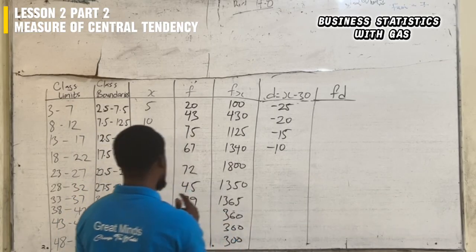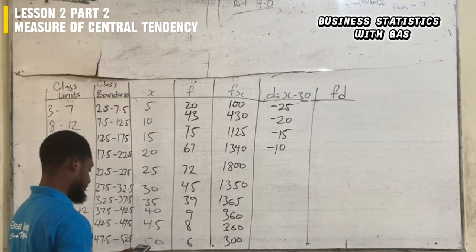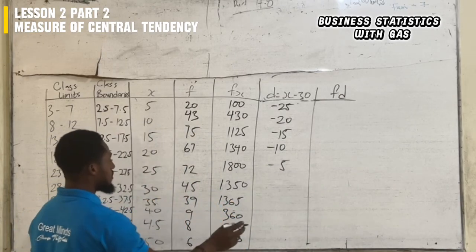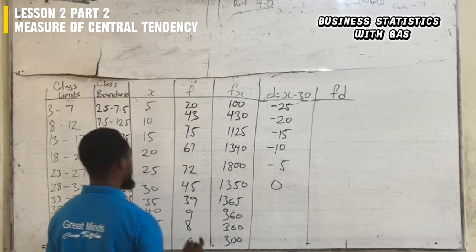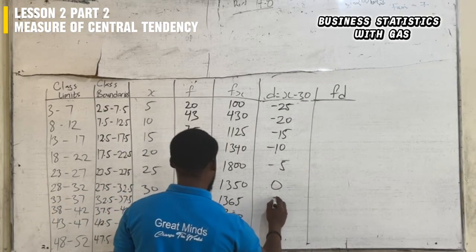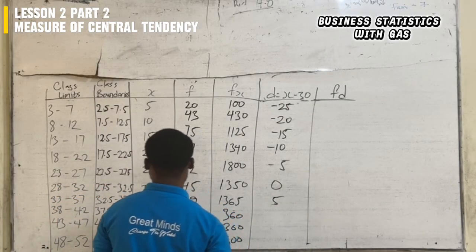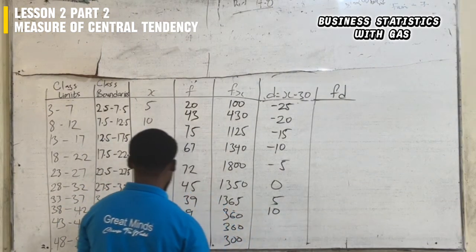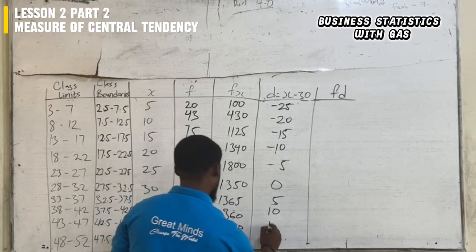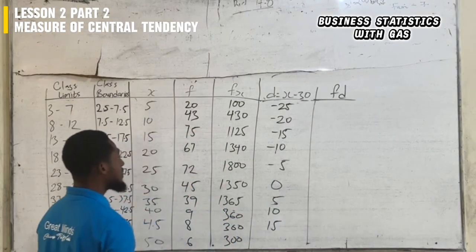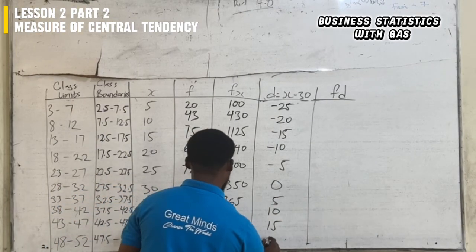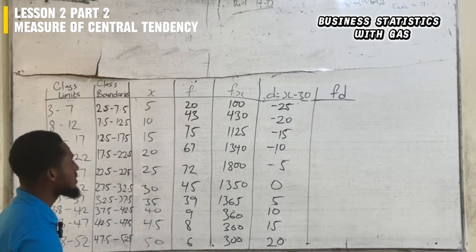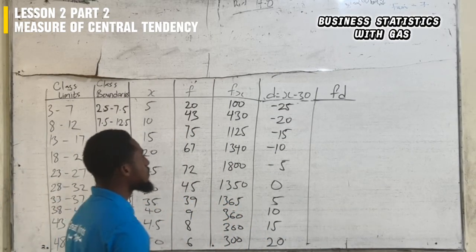So when you take 30 from 25, you get negative 5. 30 from 30, you are getting 0. When you take 30 from 35, you are getting positive 5. When you take 30 from 40, you are getting positive 10. When you take 30 from 45, you are getting positive 15. When you take 30 from 50, you are getting positive 20. So this is our D. Now let's move on to our FD.